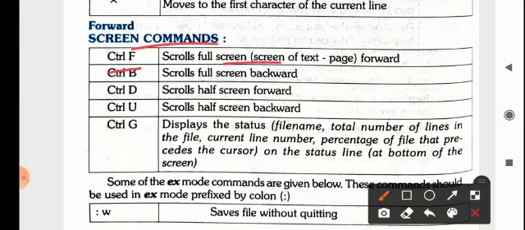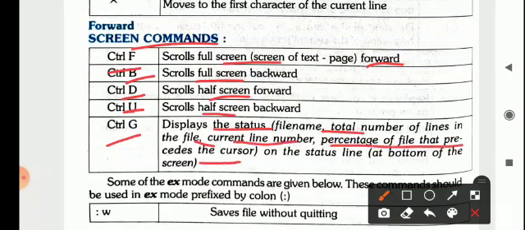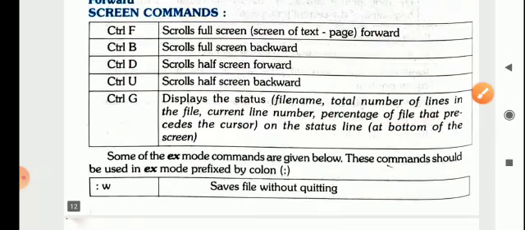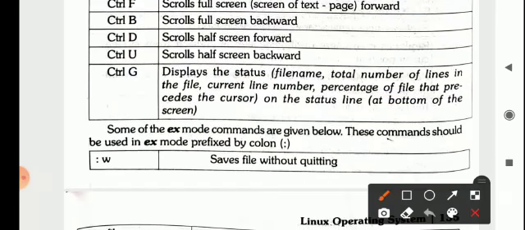CTRL-F scrolls a full screen of text page forward. CTRL-B scrolls a full screen backward. CTRL-D scrolls half screen forward. Then CTRL-U scrolls half screen backward. Then CTRL-G displays the status: file name, total number of lines in the file, current line number, and percentage of the file that precedes the cursor on the status line at the bottom of the screen. So these are some of the shortcut keys for screen commands.